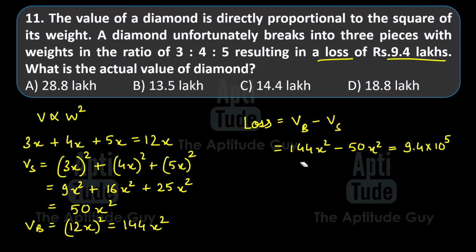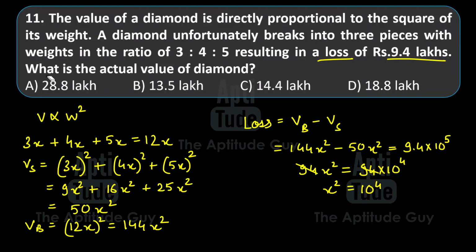So then what do we have here? 144 minus 50 is 94x square. This is equal to 9.4 into 10 to the power 5, which is nothing but 94 into 10 to the power 4. So now what happens? 94 and 94 get cancelled. x square is 10 to the power 4. That's it. That is all that we need.